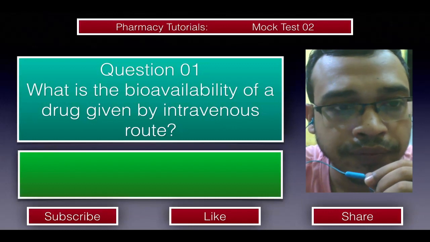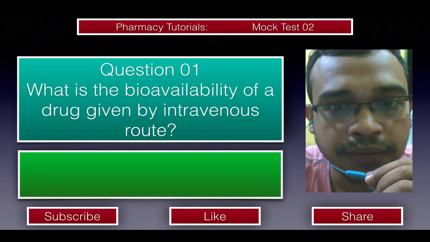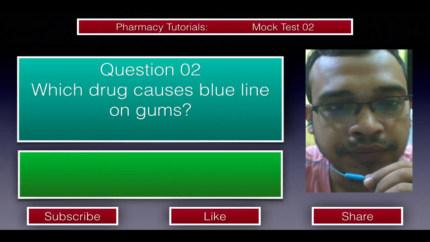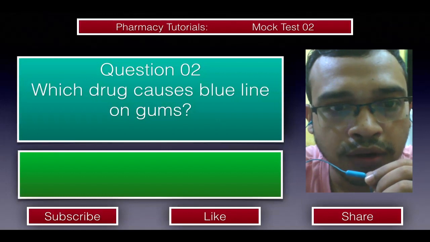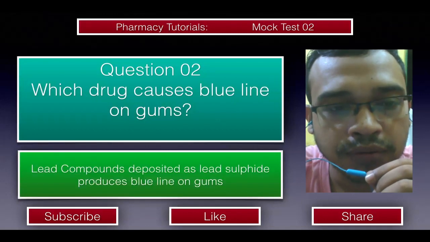First question: what is the bioavailability of a drug given by intravenous route? 100%. Next, which drug causes blue line on gums? Lead compounds. So lead compounds deposited as lead sulfide produces blue line on gums.